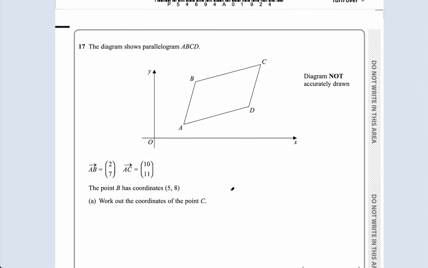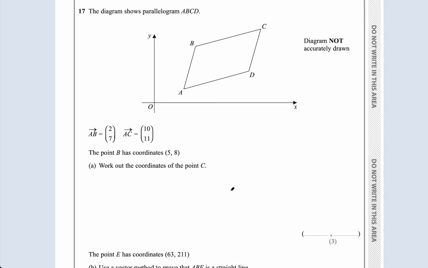Right, question 17. Okay, vectors. A, B, C, D, this is a parallelogram. AB is 2, 7, so that vector there is 2, 7. Let's actually write that in there. That is 2, 7 going from A to B. AC is 10, 11. Let's actually put that in as well, guys, why not? So going from A to C, we have 10, 11. Work out the coordinates of C. Okay, sorry, it gives us the coordinates of B. B is 5, 8. This coordinate here is 5, 8.